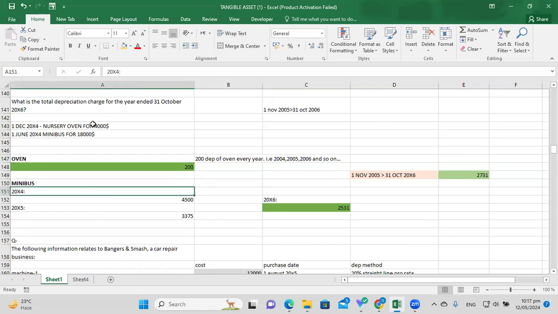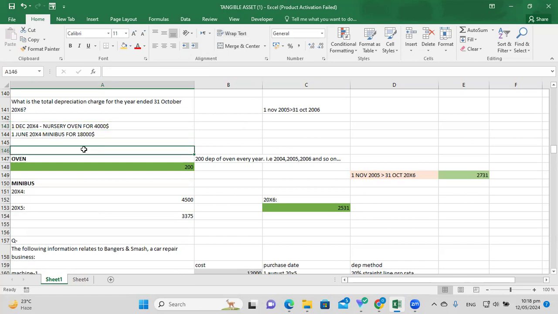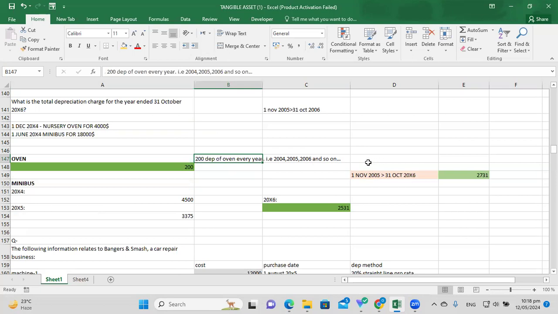When did we purchase it? We purchased the oven on 1 December 2004. We got the depreciation for the oven: 200 for 2004, 2005, and 2006. We purchased on 1 December 2004, but the policy is that we charge whole year depreciation in the year of acquisition. So that's why we charged whole year depreciation for 2004 as well. Even though we purchased the oven in the last month, on 1 December 2004, we still charge full year depreciation because that was our policy, to charge a full year in the year of acquisition and not in the year of sale. So 200 depreciation was charged for 2004, 2005, 2006, and so on. It will be charged 200 per year.